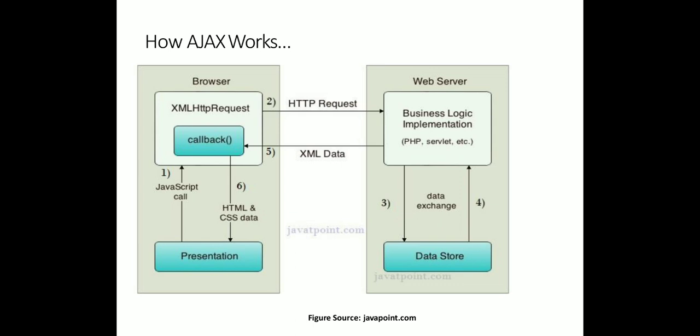So we'll start with the first step. First, the user sends a request from the UI, that is the user interface, and a JavaScript call goes to the XML HTTP request object. Then second step, the HTTP request is sent to the server by the XML HTTP request object.